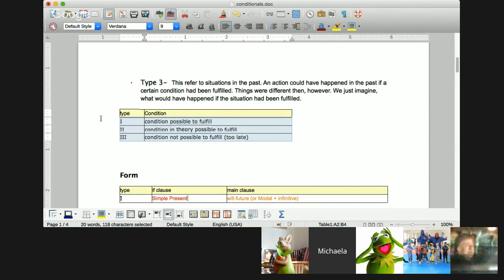Type number 1 is a condition possible to fulfill. So it's something that's still possible for the present or future. Number 2 is a condition that's in theory possible to fulfill, but not very likely. So if you're trying to say something is doubtful or not likely, you'll use type number 2. Type number 3 is a condition not possible to fulfill at all because it's too late. So it's never going to happen. It's already passed.